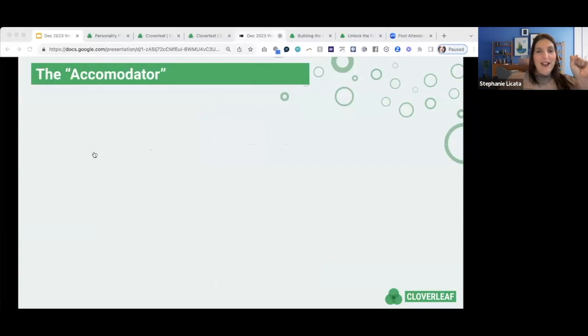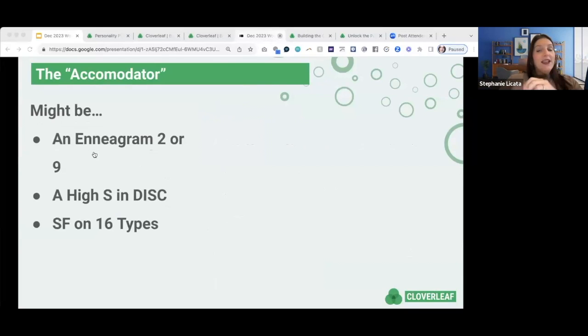All right, so I'm going to go into the accommodator. The accommodator might be an Enneagram 2 or 9. Twos and nines may be interested in moving through the problem to make it go away entirely. They really prefer to focus on the good in others. They want to draw out people they truly enjoy. For the two, they really enjoy seeing people fulfilled. And for the nine, they like to stay in harmony. They're satisfied regardless of the outcome. So these are our peacekeepers, the people that are others focused.